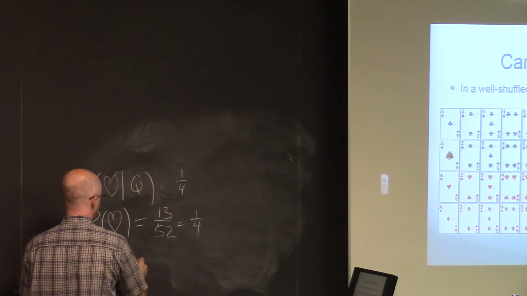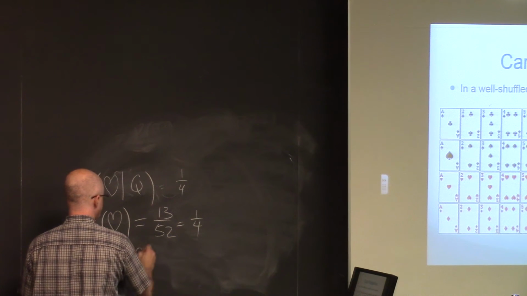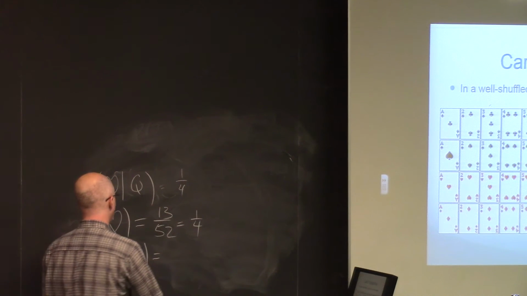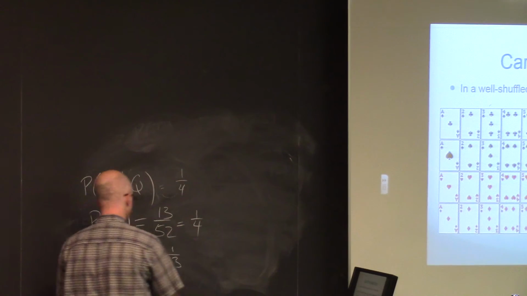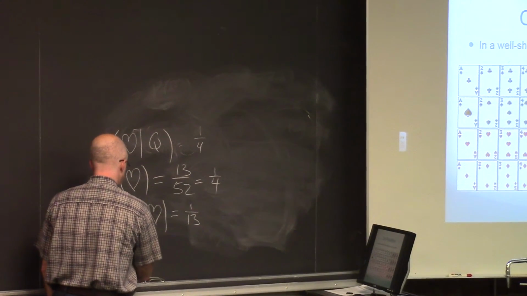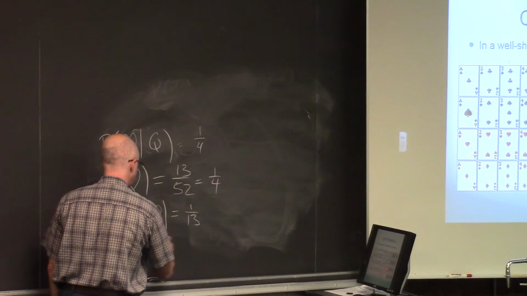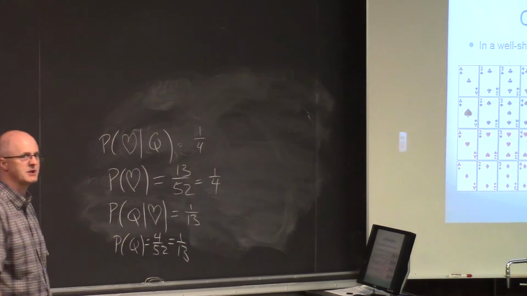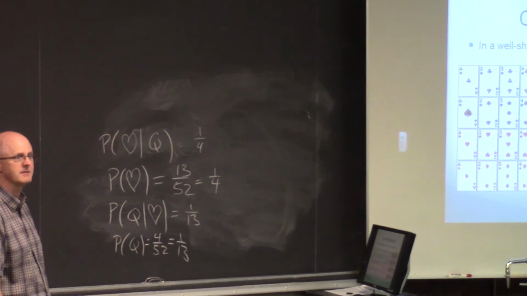Works the other way too. The probability of getting a queen when you know it's a heart. It's got to be one of those 13 hearts, only one of which is a queen. That's 1/13. The ordinary probability of getting a queen is 4 out of 52, which is also 1/13. More confirmation that getting a queen and getting a heart are independent.